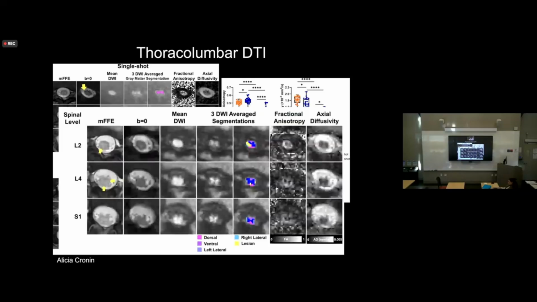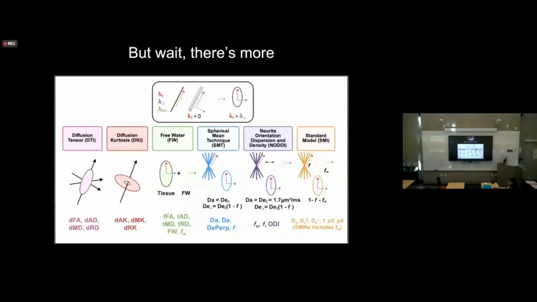So if we can do that, then we can start to ask the question about, well, what do lesions do? What do the MS cords look like in that lower segment as well? And the thing is, but wait, there's more.